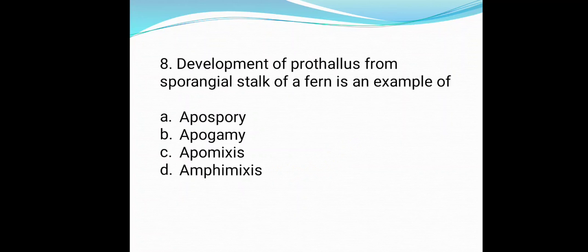In apospory, the gametophyte, the so-called prothallus, develops directly from the sporophyte, that is the sporangial stalk given here, without the involvement of haploid spores. So here the answer is apospory. A option is the correct answer, apospory. Let us see the next question.